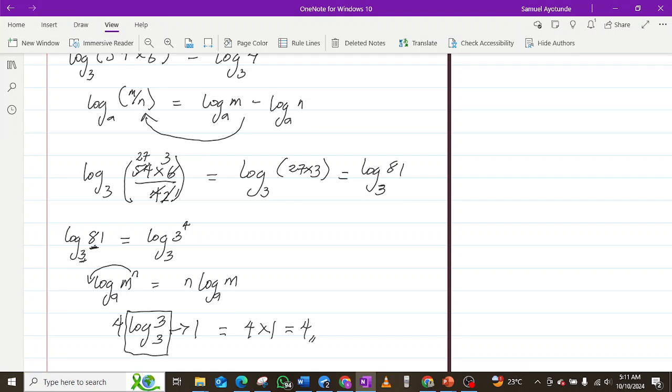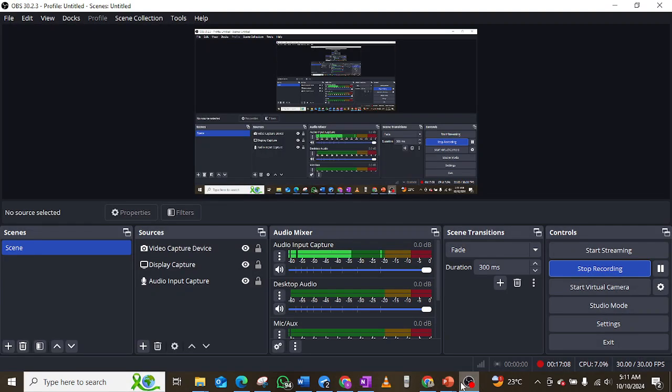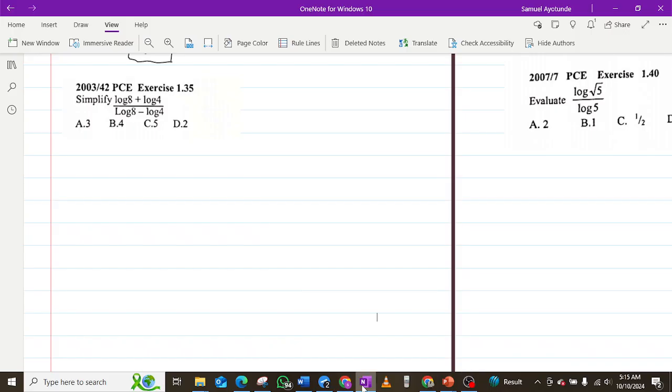So we look at another question. We have: simplify log 8 plus log 4. When the base of the log is not written, like in the question we have, with no base at all, it implies that the base of the log is 10, which is the standard base of logarithm. So when the base is not written, the base is 10.